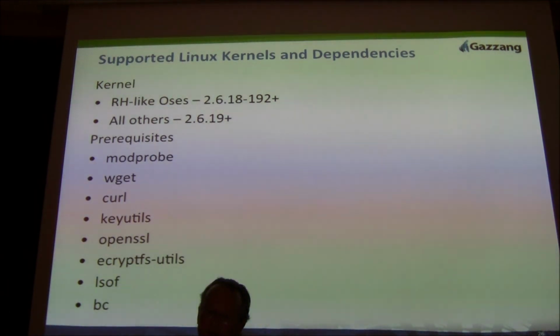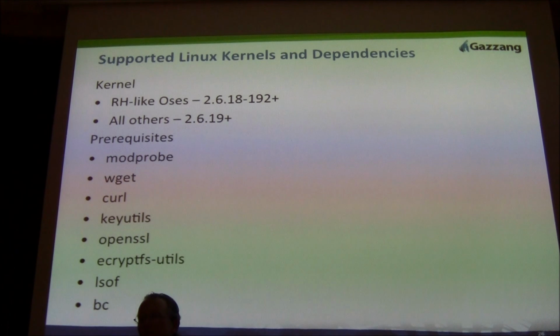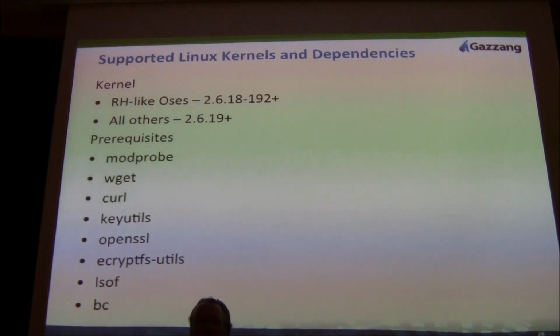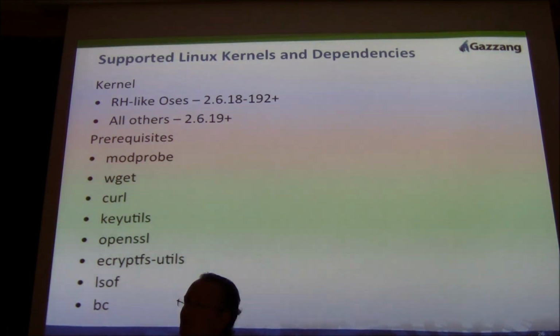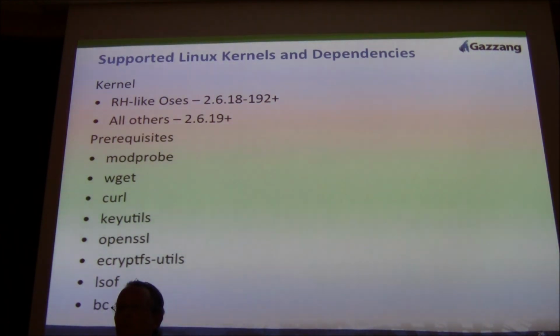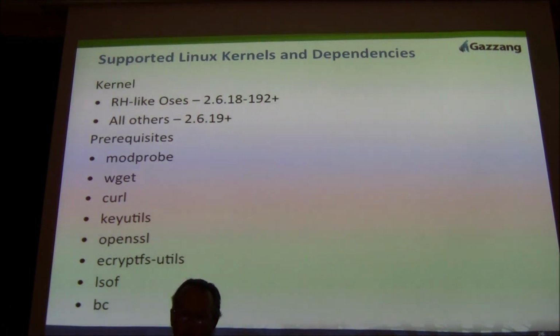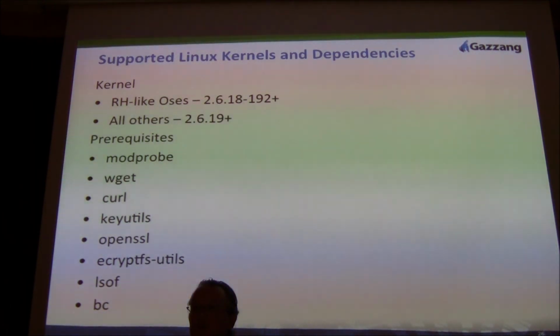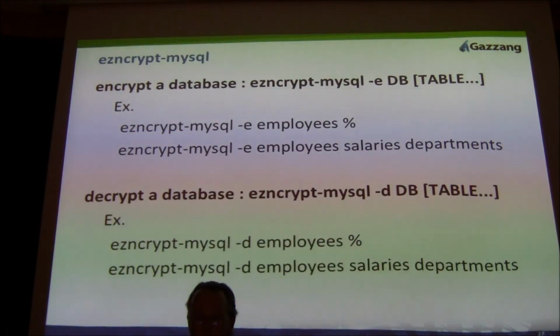On the Linux kernels and dependencies, we're not reinventing the wheel with the tools for some of this encryption and security stuff. So this is just a list of the requirements that we have. When we come in and install the product, we look to see if they're there. If they're not there, we'll install them for you automatically. But it's a fairly short list, really. So how does it work?